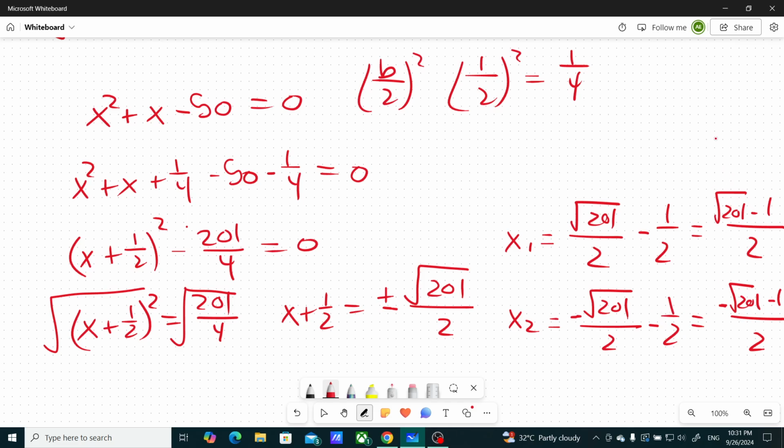Here I can take a negative sign outside, so it's going to be a minus. This negative 1 is going to be a positive 1, and then minus root 201 over 2. And in this one as well, I can take a minus sign out, and they will both become positive, so 1 plus root 201 over 2. And this is also another way to write this.